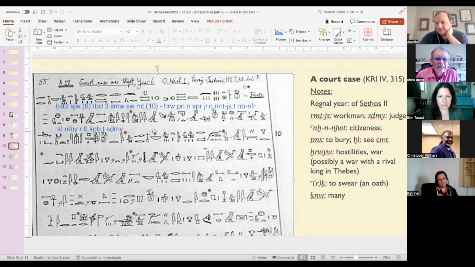Then we have Seper. Seper means to reach or arrive. So we have the workman Neb-nefer made an arrival, or arrived, son of Nachti.